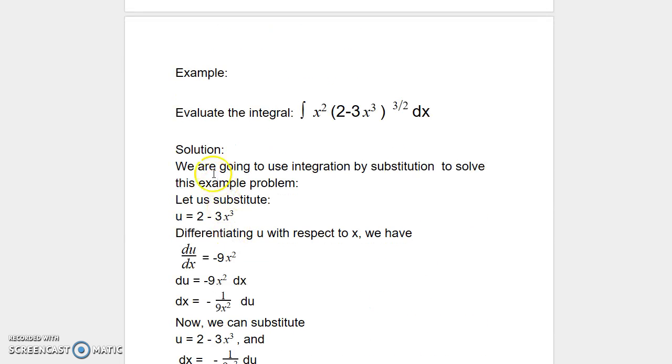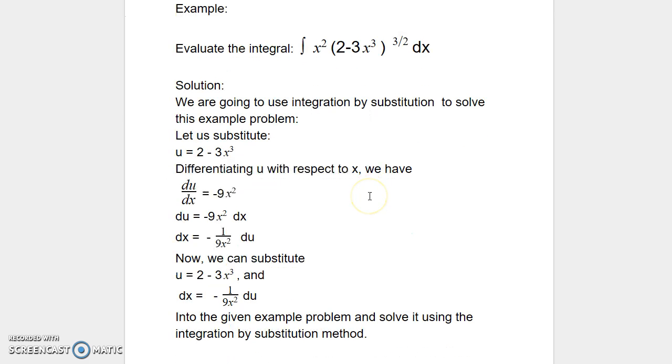Let's say we want to evaluate this integral: x squared (2 minus 3x cubed), the whole thing raised to the power of 3 over 2, dx. We are going to use the integration by substitution to solve this example problem. Let us substitute u equal to whatever we have inside this parenthesis here, 2 minus 3x cubed.